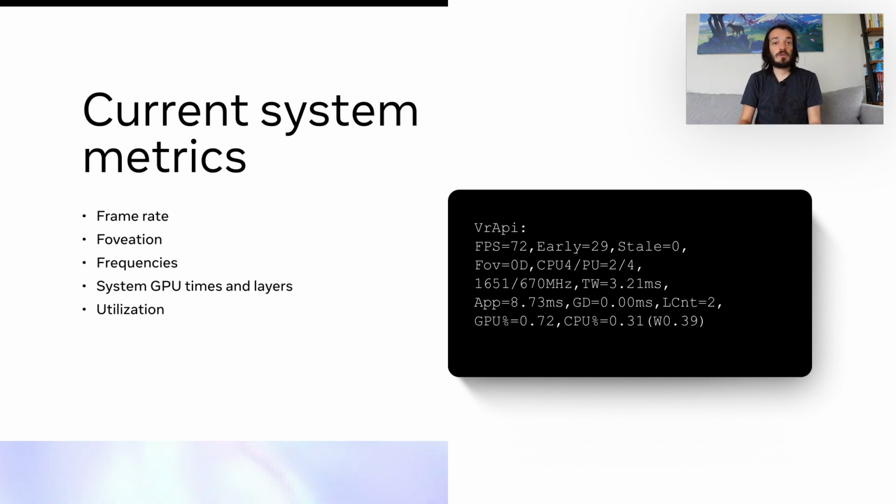And D means that you're using dynamic foveation, which means that the foveation level will automatically rise and drop for you as our system figures out whether you need the help or not, based on stale frames and GPU utilization.